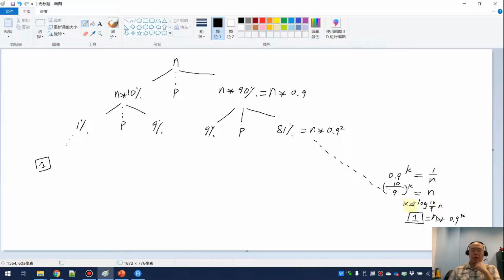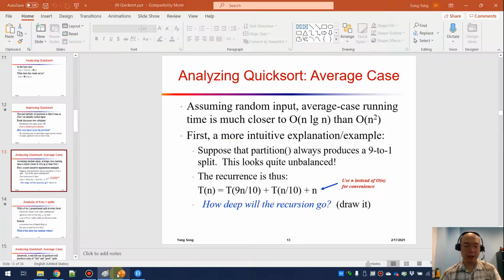Okay, so what is the k value? The k value is how many steps we want to do the divide and conquer before we go from the n to 90% of the n, to 81% of the n, and all the way to the base case, which is 1. And this is also the height of this recursion tree structure. Okay, so let's come back to the PowerPoint.